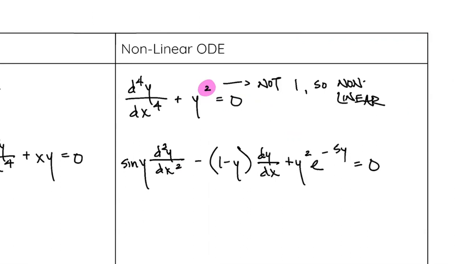Whew, that's a lot of letters, all right? But welcome to the next 8 weeks of your life. Lots of letters like this. Let me make this a little bit more clear. This is d squared y over dx squared.